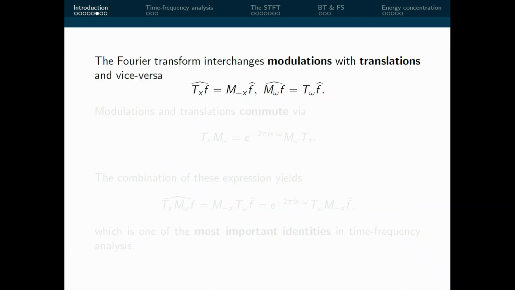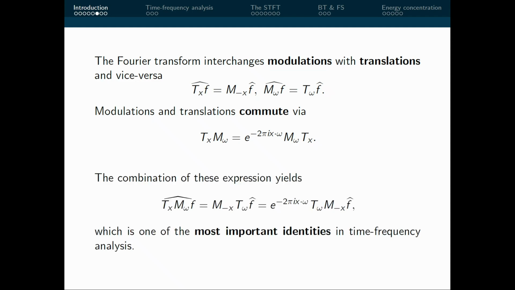And then you have the way that it interacts with translations and modulations, which is by swapping them. Whenever you have a modulation, you have a translation in Fourier and the other way around. And these modulations and translations commute via a certain identity. So for integer x and omega, these guys commute, because the e to the minus thing is 1. This is one expression that pops up in time frequency analysis a lot, and you don't have to remember it, but it's something that happens.